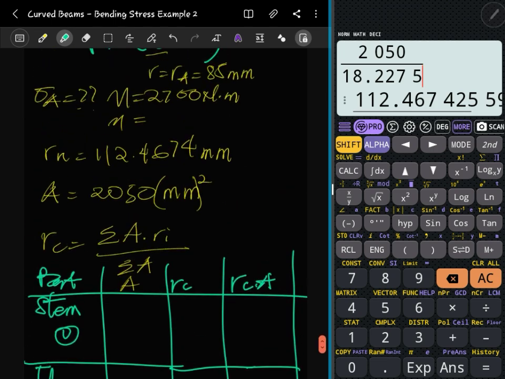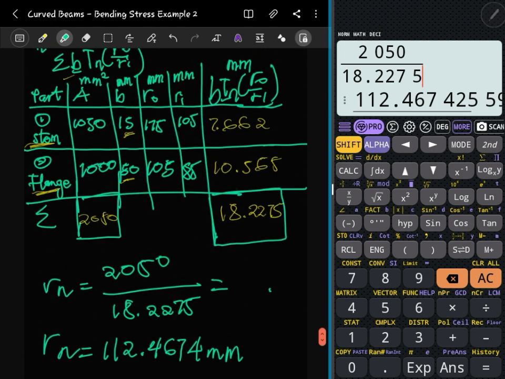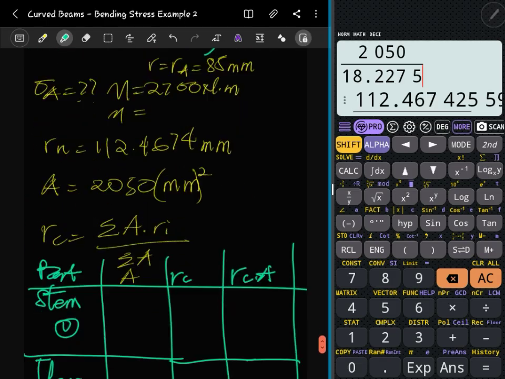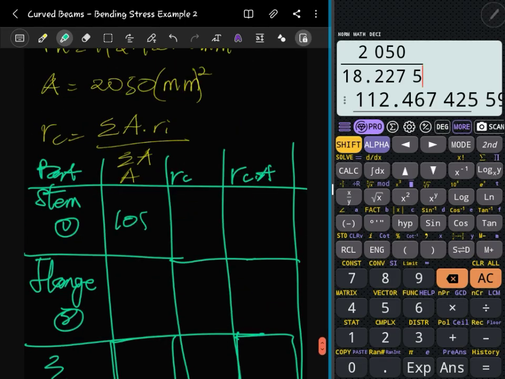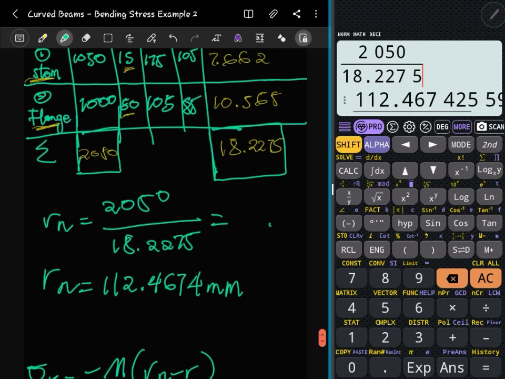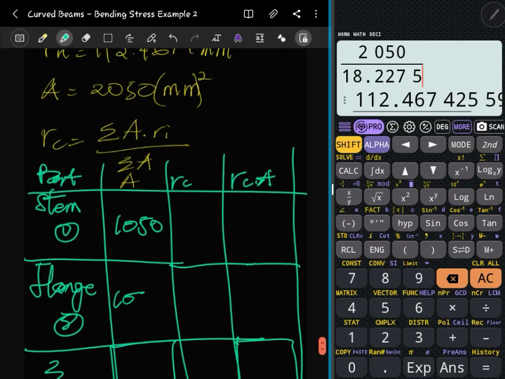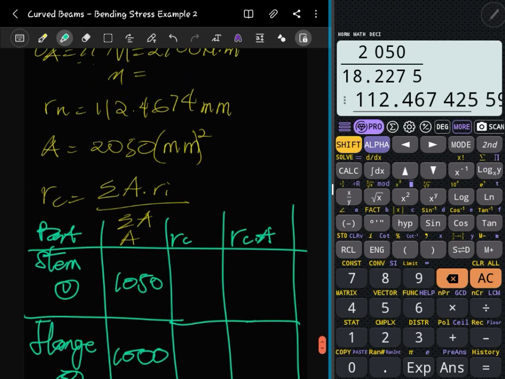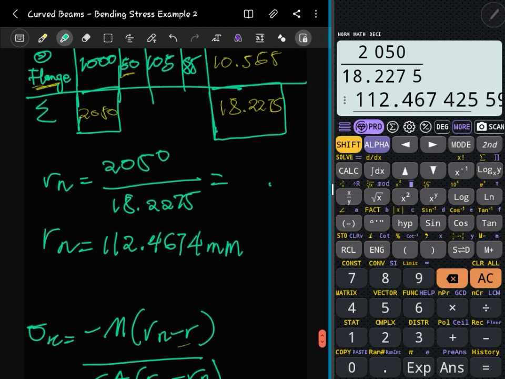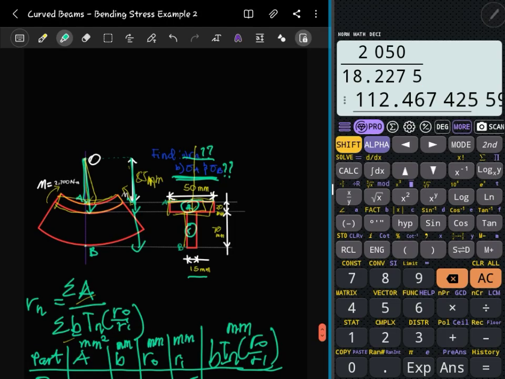For the stem, we have the area already to be 1050. For the flange, we have it to be 1000. And then I will come to the RC. So for the stem, if you're trying to get to the center of it, this is what we do. We'll have to move completely from the center of curvature.